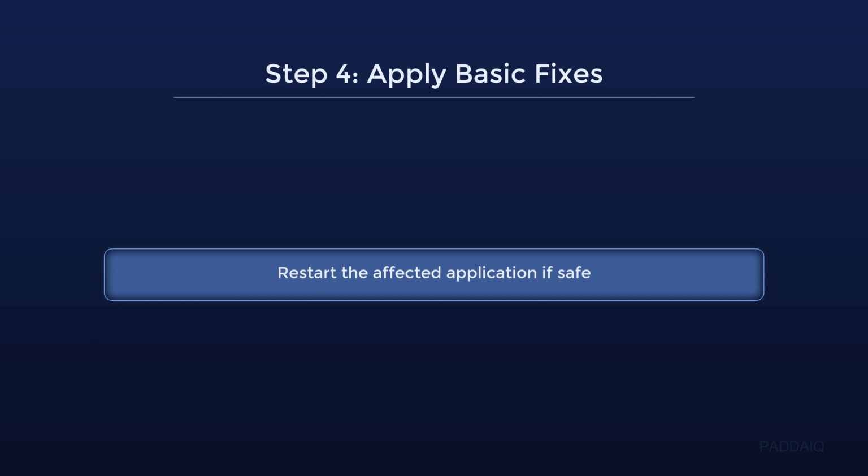Restart the affected application if safe. This means turning the app off and on again, but only when no one is using it for critical work. For example, if a reporting tool shows old data, a safe restart can refresh it. This simple step often resolves temporary glitches efficiently.